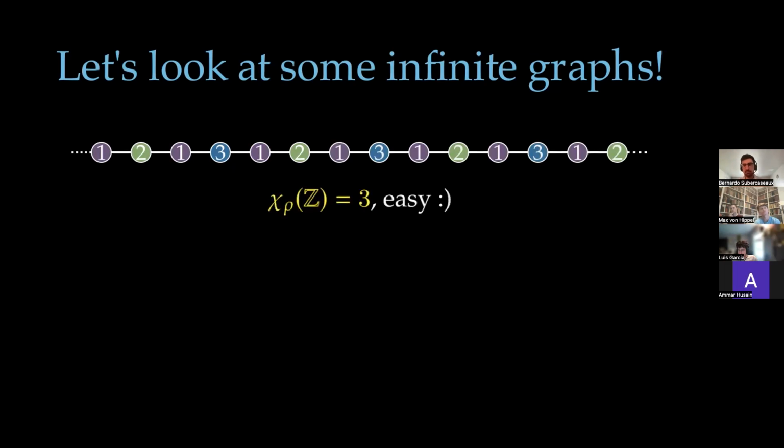So what this means is that if we consider this infinite graph, its packing chromatic number, so the minimum number of colors to make it work, is 3, right? And I write this graph as the Z graph because you can identify it with the integers where 2 consecutive integers have an edge.